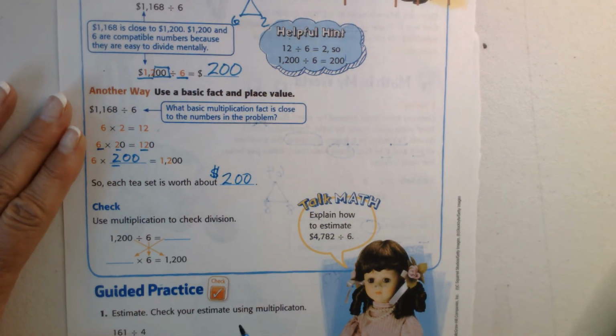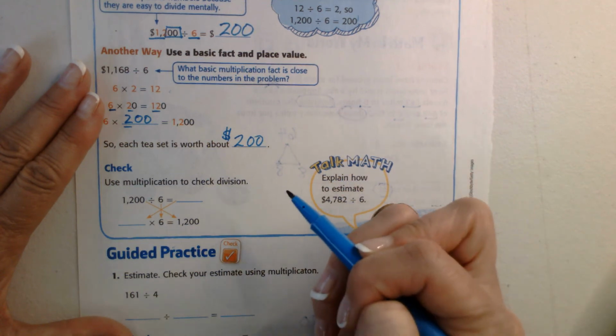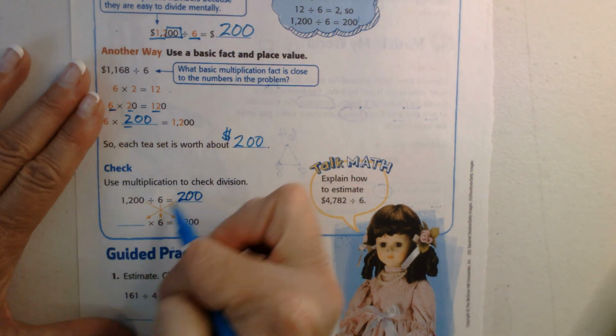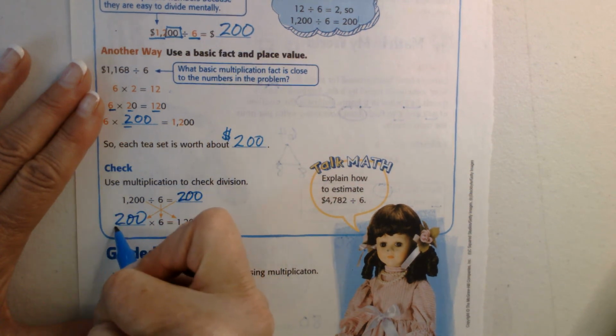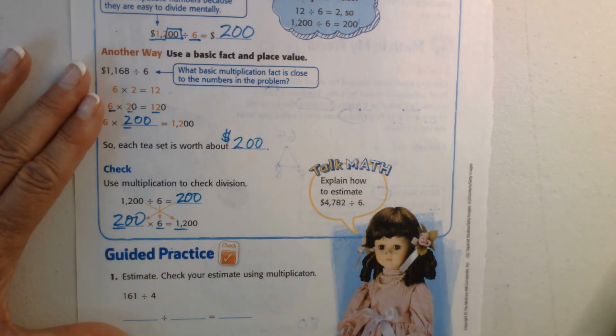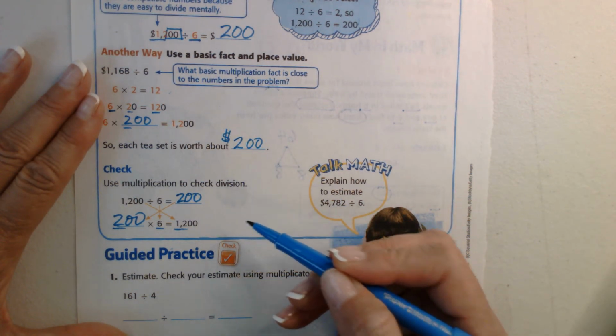And to check that, I can use multiplication. The inverse of division is multiplication. So to check it, I can go ahead and put 200 times 6 equals 1,200. And that makes sense. It's a reasonable answer. So we're good.